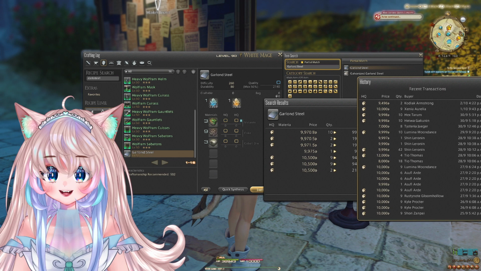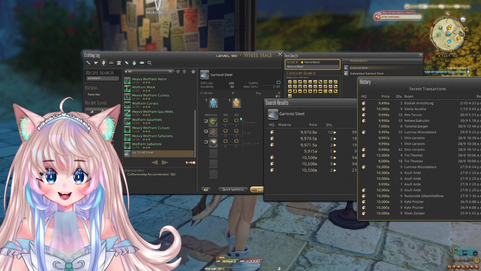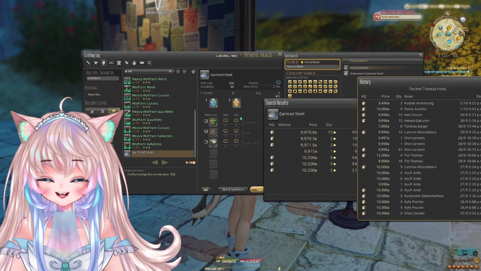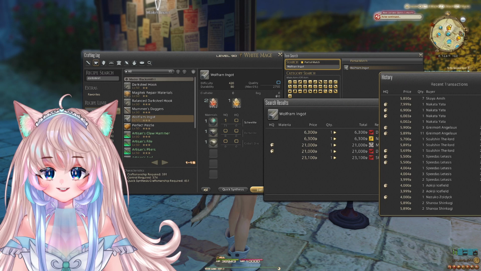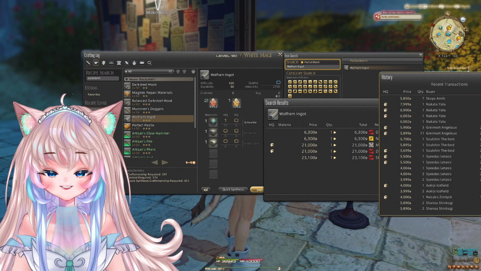Now, if you do have a ton of Grand Company seals to spend, and I also have a video for that, farming Grand Company seals, you can save a ton by buying your own coke to use for the Garland Steel. But it's not just Garland Steel. Next is the Wolfram Ingot, craftable with your Masterbook Recipe 1 for Blacksmith. You can go ahead and, of course, use your Grand Company seals for the Shielite. You'll save quite a bit.